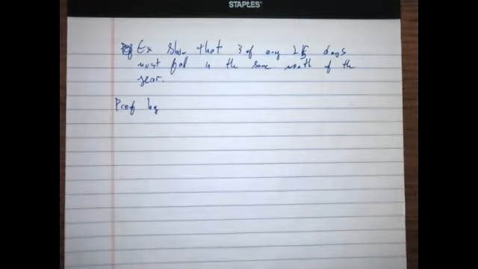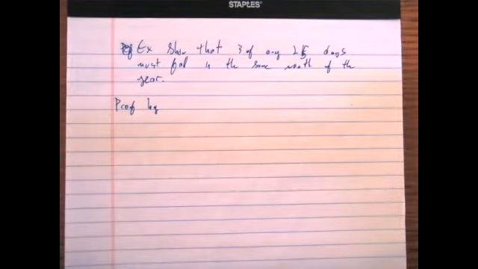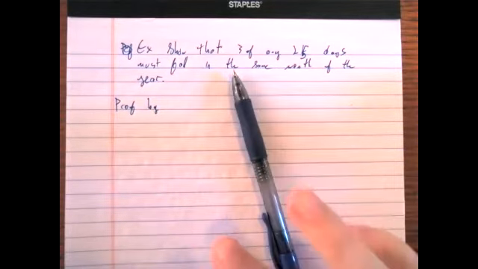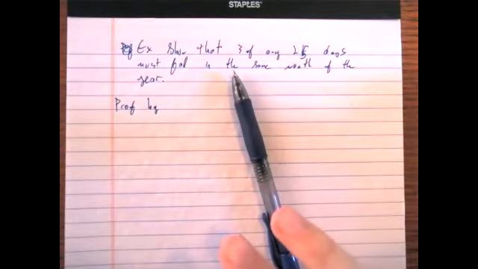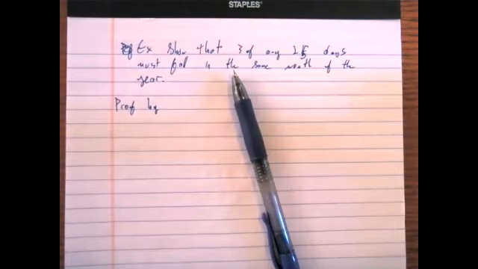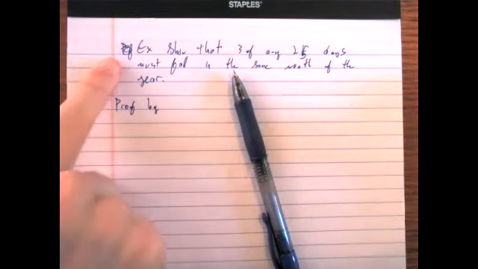Sorry, let me focus the camera again. This is saying that if you pick 25 days, then 3 of them have to be in the same month, that some collection of 3 has to be in the same month. To negate that proposition, you say, I'm going to pick 25 days, and each month is going to have less than or equal to 2 days. Do you agree that that is the negation of this proposition?